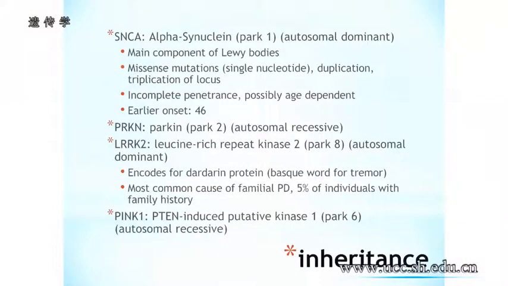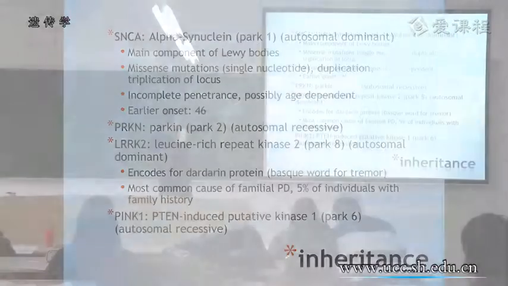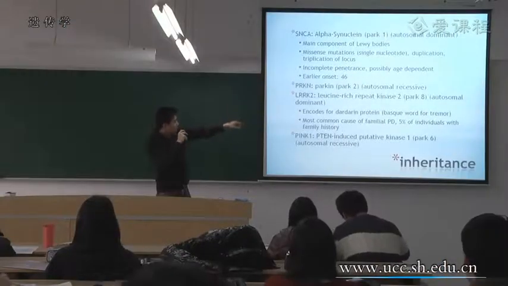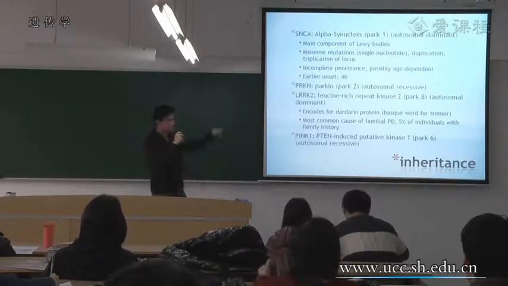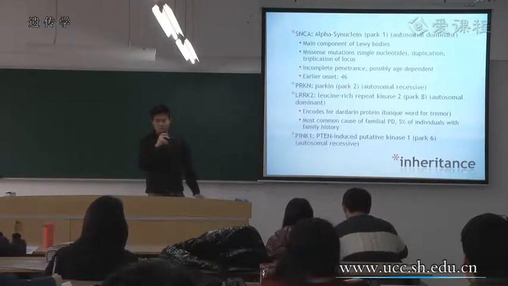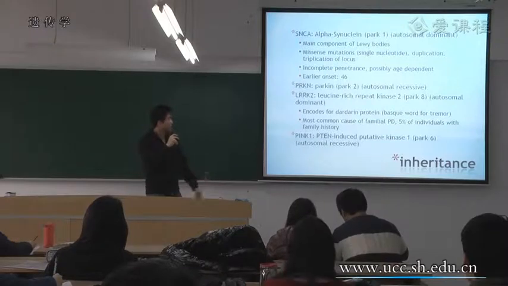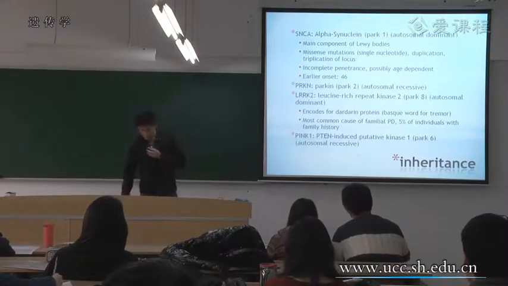You'll see that the two main ones we'll talk about are SNCA and LRRK2. One is autosomal dominant, and the other is also autosomal dominant, but there's also autosomal recessive. Dominant means if you had just one of the genes from the parent, you'll get it. Recessive, you need two.